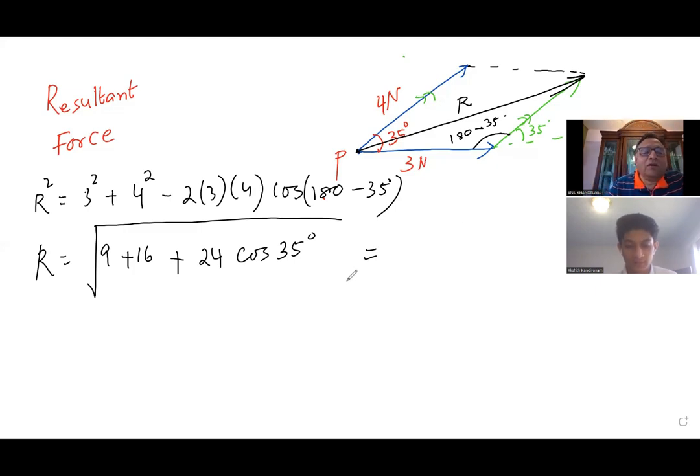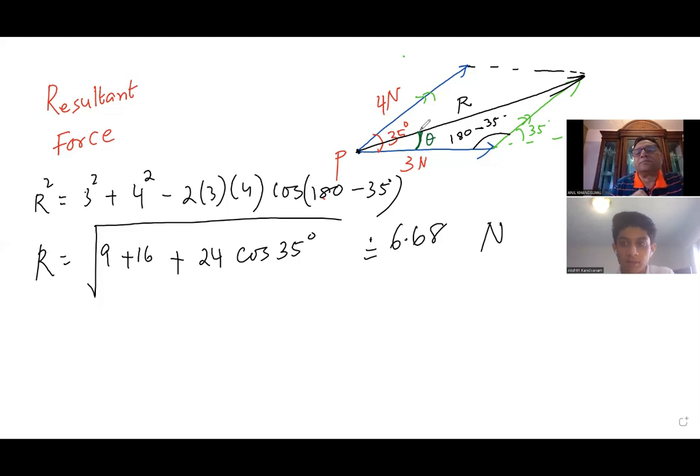Can you tell me what you get? Yeah, I just did it. I get approximately 6.68 newtons. 6.68 newtons. Okay. So you found the resultant force R. Now, whenever you find resultant force, you have only the magnitude, right? You have to now find the angle. So tell me, what is the angle it makes with the 3 Newton force?